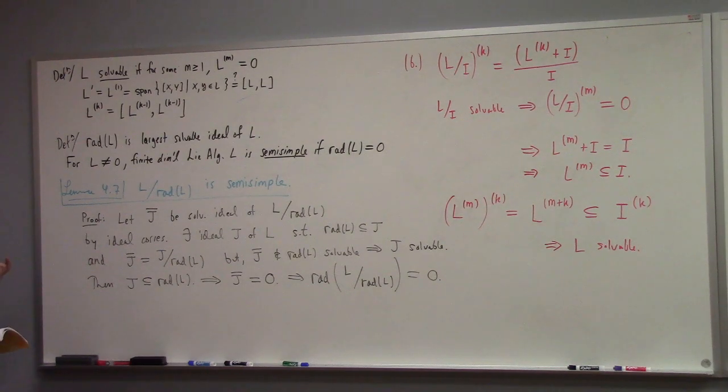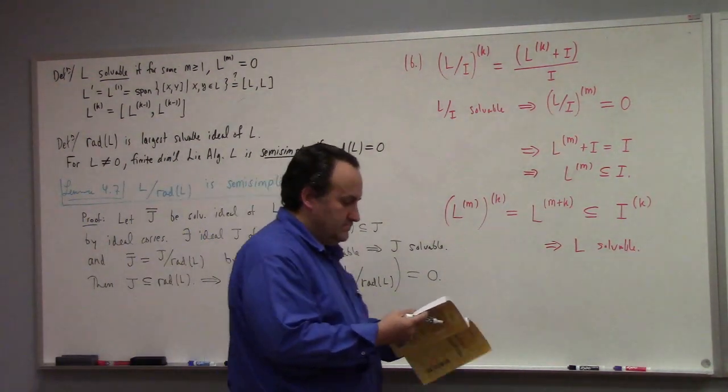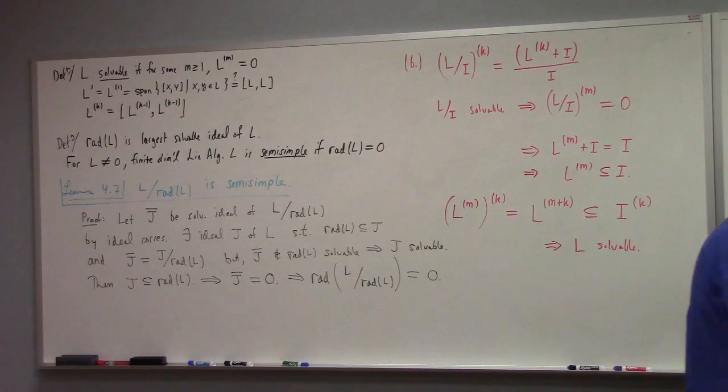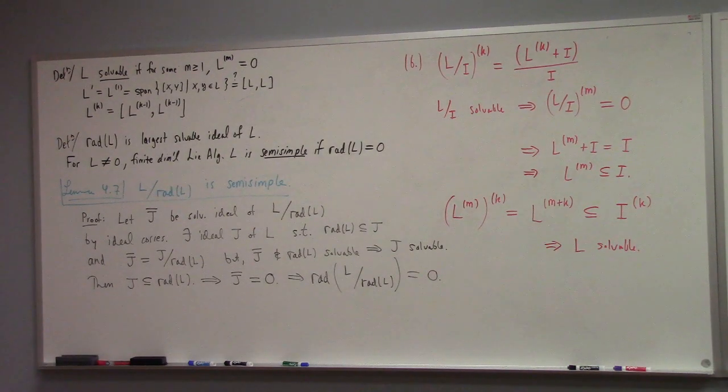So if you want to take a given Lie algebra and make it semi-simple, mod by the radical. Then you've got a semi-simple algebra. All right. That brings us to section 4.2, which is on nilpotent Lie algebras.